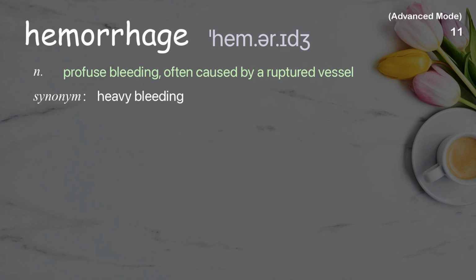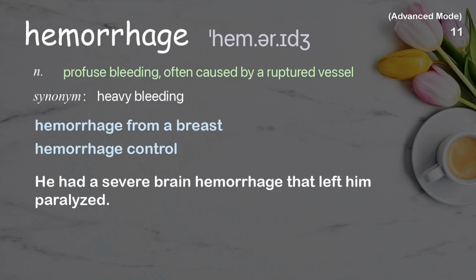Hemorrhage. Profuse bleeding, often caused by a ruptured vessel. Examples: Hemorrhage from a breast. Hemorrhage control. He had a severe brain hemorrhage that left him paralyzed.